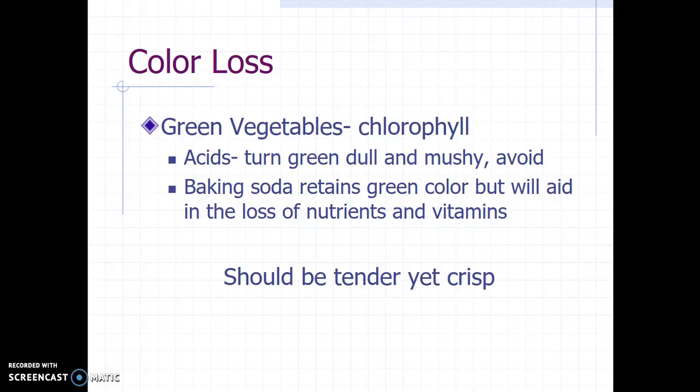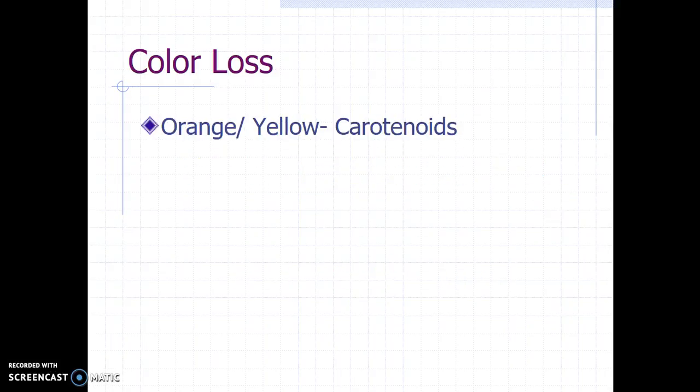When we're looking at green vegetables, the idea is that when we are done, green vegetables should be tender, but still have some crispness to them. We don't want them to be mushy when they're done. So tender enough to eat, yes, but we still want a little bit of bite to it, okay?